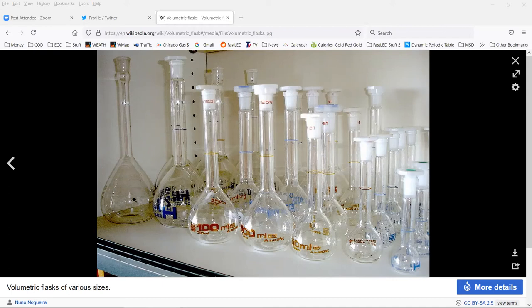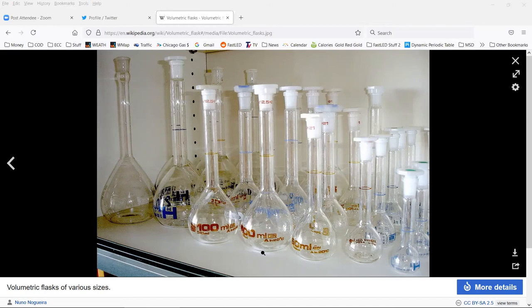And they come in all sizes: 500, and this big one all the way to the left is probably 1,000, or is that a 500? I've seen 2, 3, and 4 liter ones. I've never used them. I've seen pictures of them. But the ones you see in the picture here are standard.